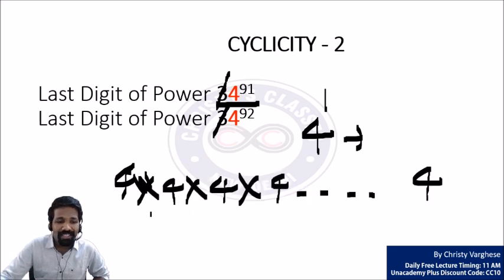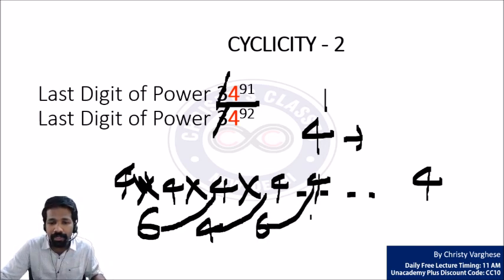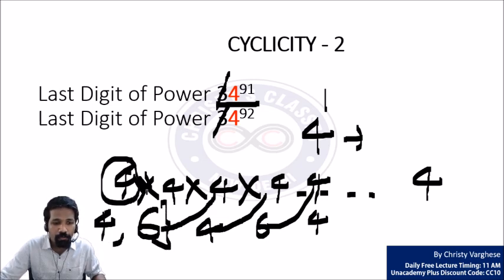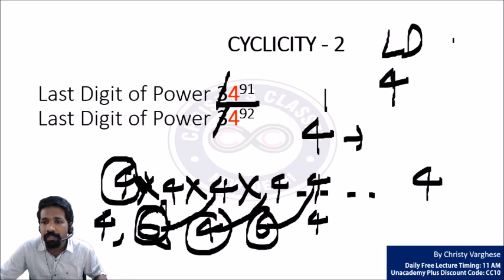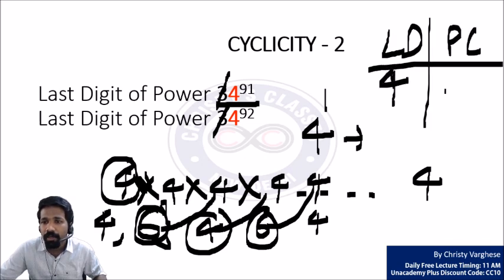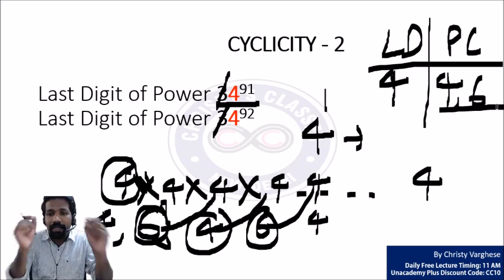4 into 4 is what? 16. The last digit 6 only matters. 6 into 4 is what? 24. The last digit 4 only matters. 4 into 4, 16. The last digit 6 only matters. Now you understand that it is going to give you 4, 6, 4, 6, 4, 6, repeated. 4 raised to 1 is 4 ending. 4 raised to 2 is 6 ending. 4 raised to 3 is 4 ending. 4 raised to 4 is 6 ending, and so on. That is how you derive that if the last digit is 4, its power cycle will be 4, 6, 4, 6. The power cycle has only 2 elements. That is why we are calling the cyclicity 2 here.